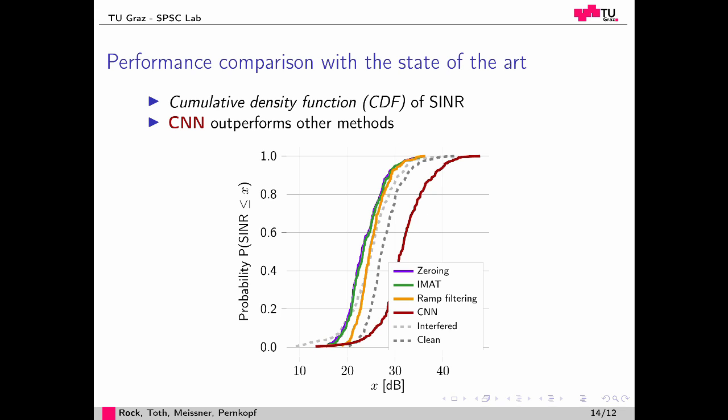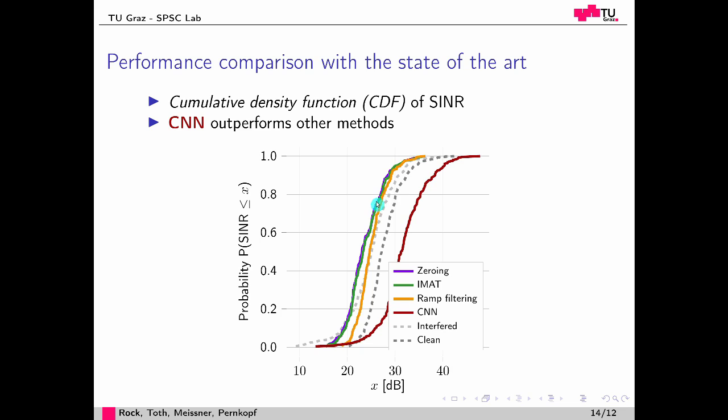Here we have a performance comparison with the state of the art. This plot shows the cumulative density function of the SINR metric. As comparison methods, we chose zeroing, IMAT, and ramp filtering. And for comparison, we also included the interfered and clean SINR values in light and dark gray. All three classical methods slightly improve the SINR values on samples with strong interference. For samples with less interference, they even worsen the SINR values on the other hand.